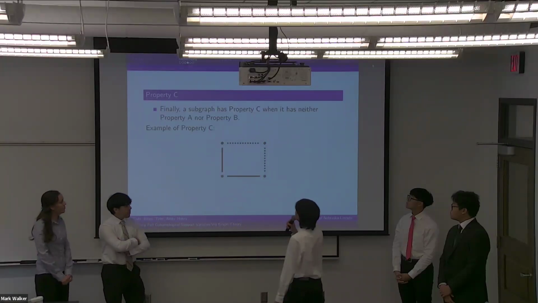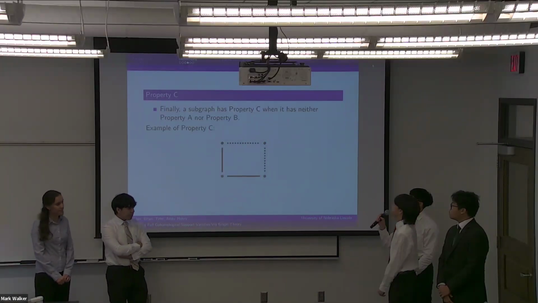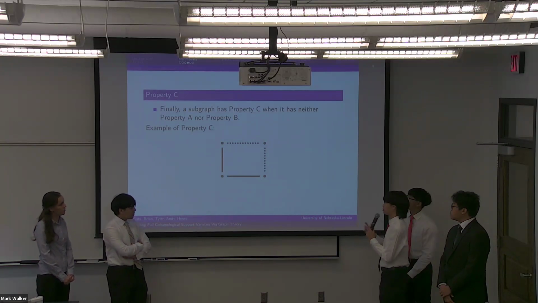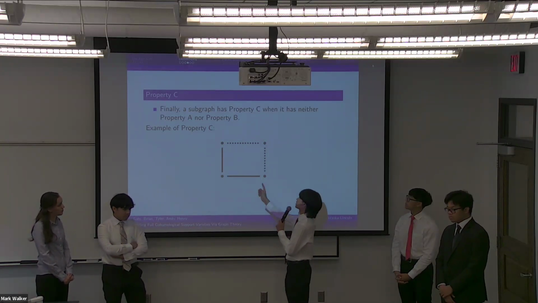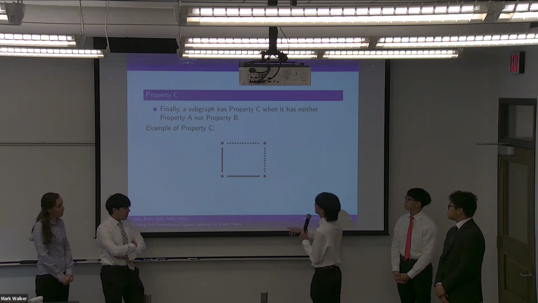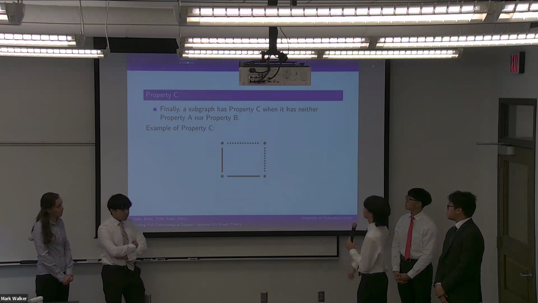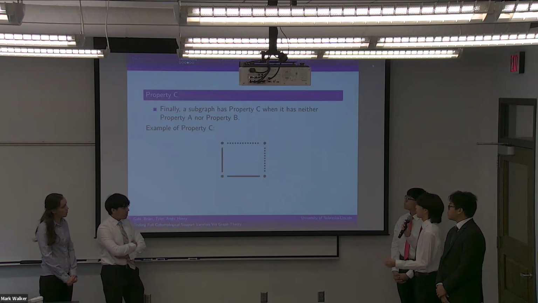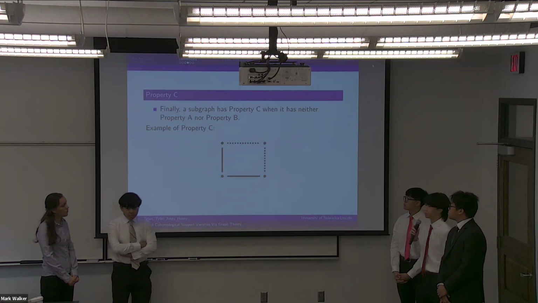And for our final property, property C, it occurs when the graph has neither property A nor property B. So for example, this graph does not contain any property A's because it does not contain a disjoint edge, and there's no way to add a disjoint edge using the subgraph. And then it also does not have any property B's because it is impossible to add or remove an edge without changing the vertex set.